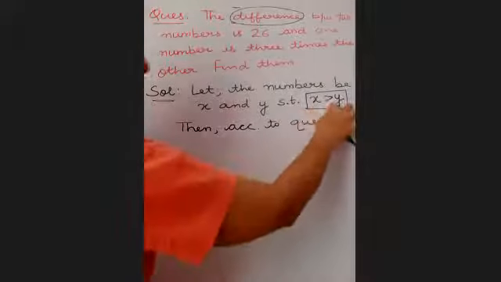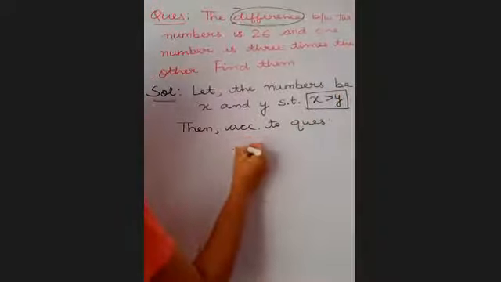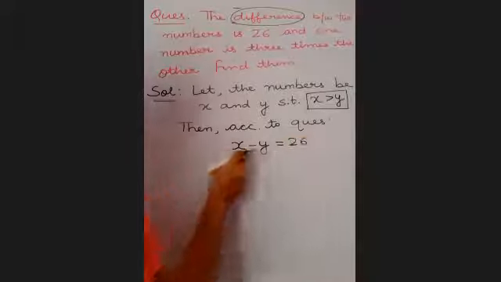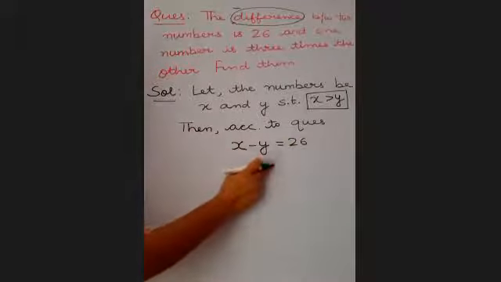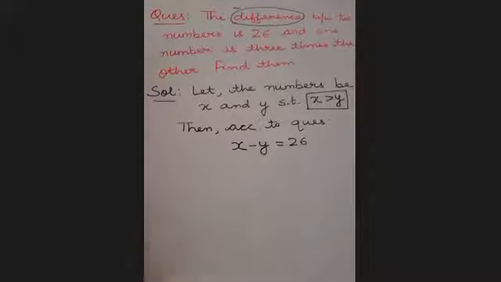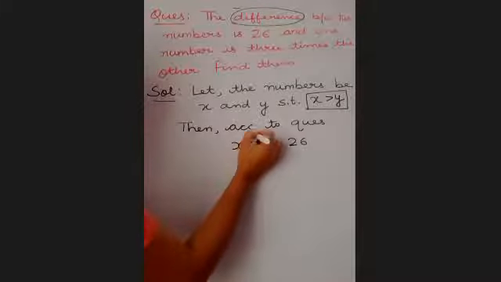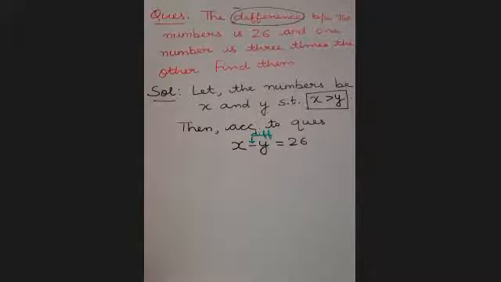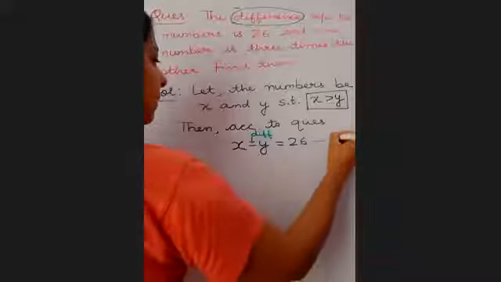X minus Y equal to 26. Yes. X minus Y is equal to 26, because we have chosen X to be greater than Y and the difference between them is 26. So this minus sign is because of the difference which is mentioned over there. So this is going to be my equation number 1.